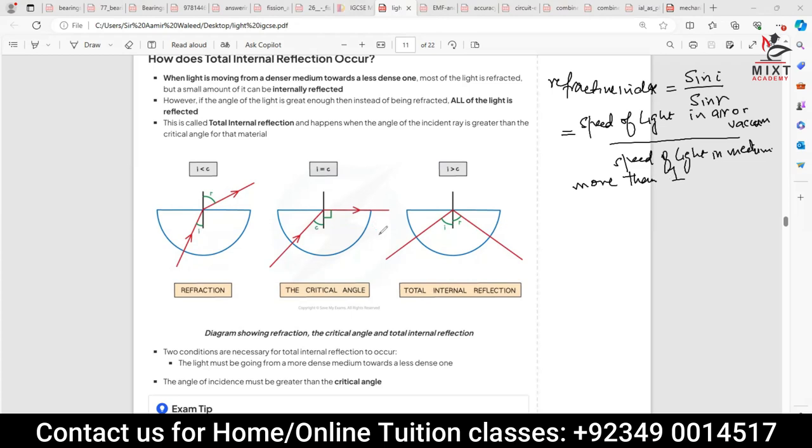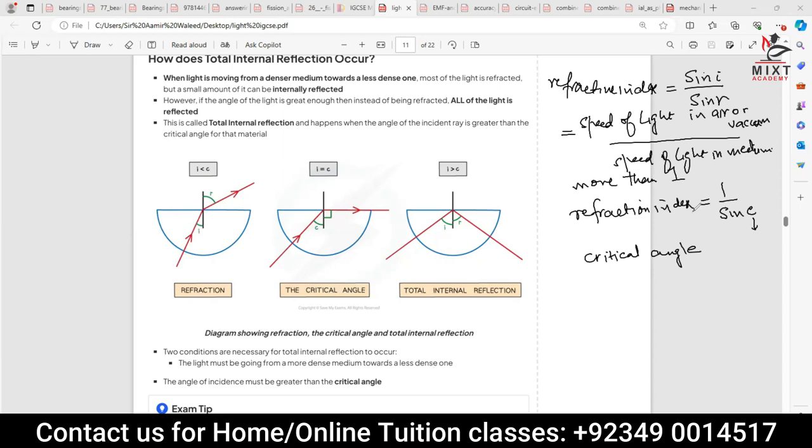Now, there is another formula which I was telling you previously. Refractive index is equal to 1 upon sine C, where C is the critical angle. So you take the sine of the critical angle and then reverse it, and it will be equal to the refractive index of the material.